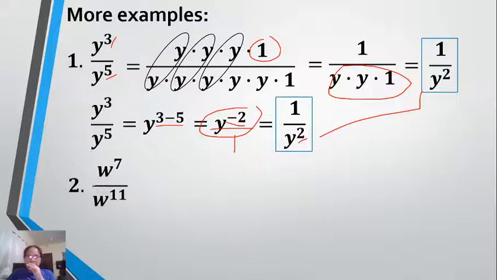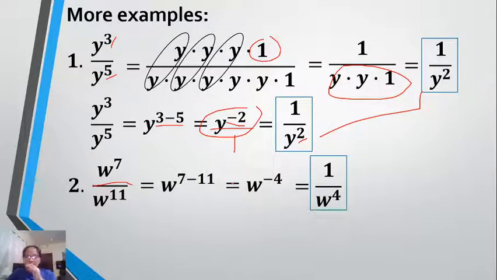So the bar in here indicates division. So that's simply w raised to 7 minus 11, which will give us negative 4 as an exponent. And then simplify it by getting the reciprocal of w raised to negative 4, but the exponent will become positive already. 9b squared divided by 54b raised to 7.